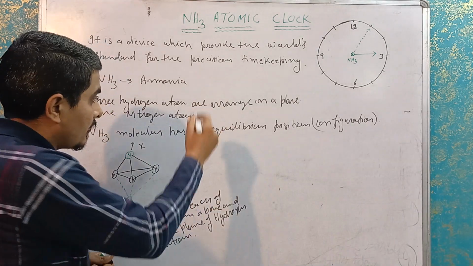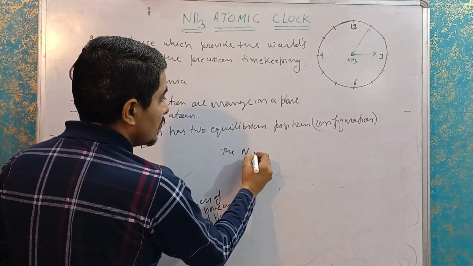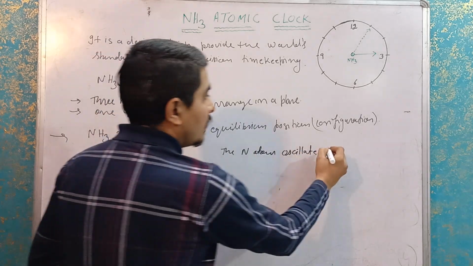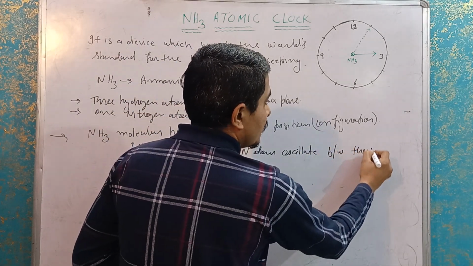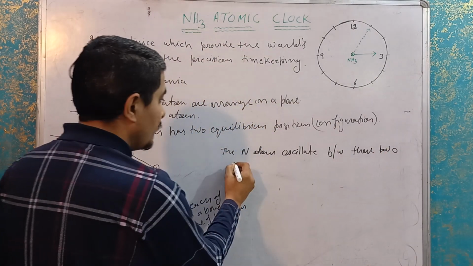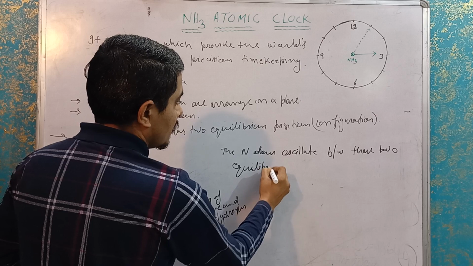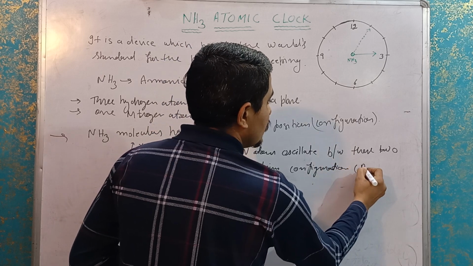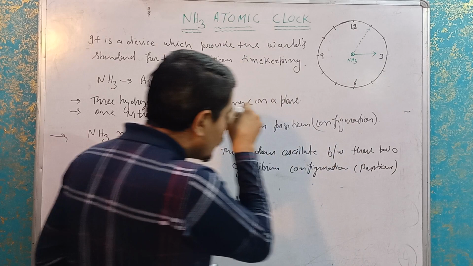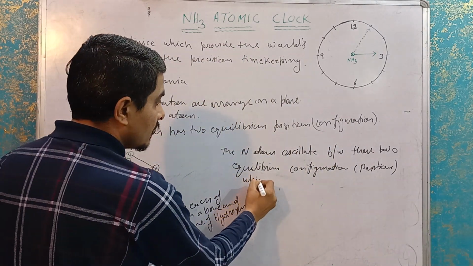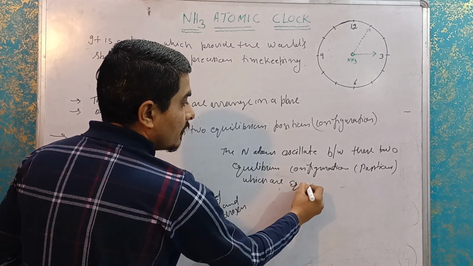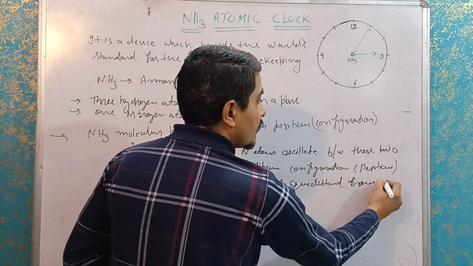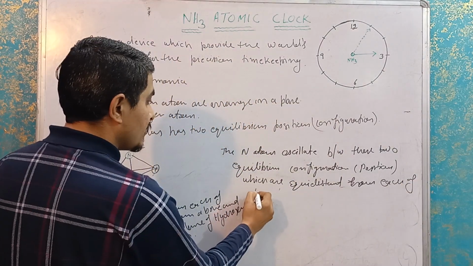Next, the nitrogen atom oscillates between these two equilibrium configurations, or we can say positions, which are equidistant from each of the hydrogen atoms.